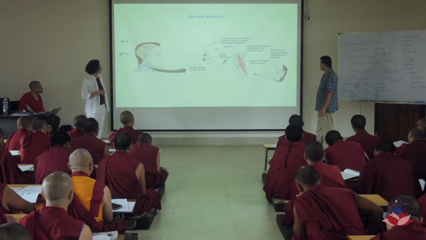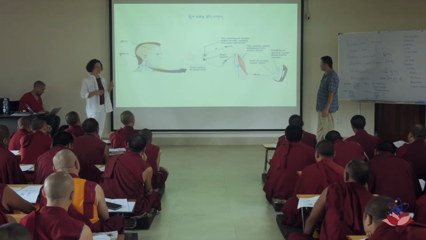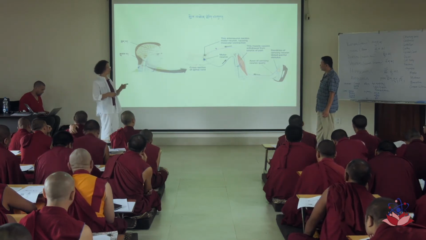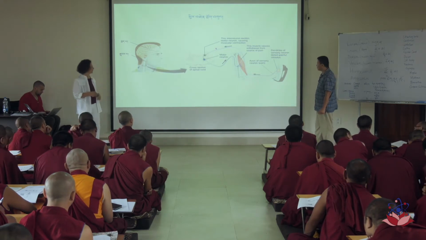So these sensory neurons make a synapse with an interneuron, which is a neuron that has only local processes that's involved in connecting other neurons together.